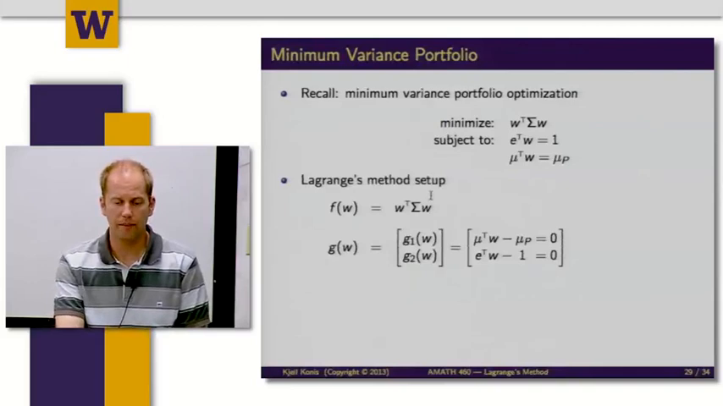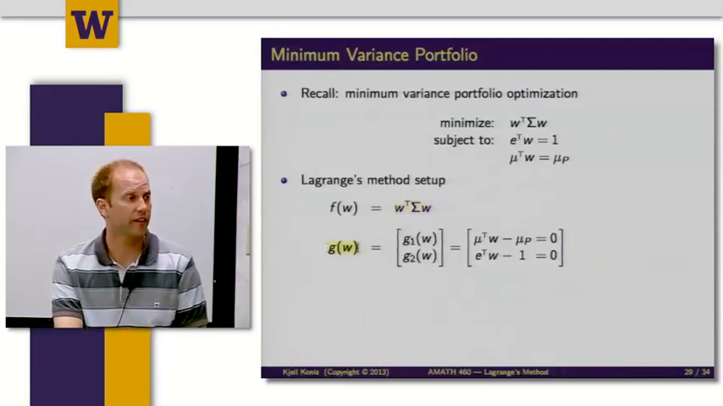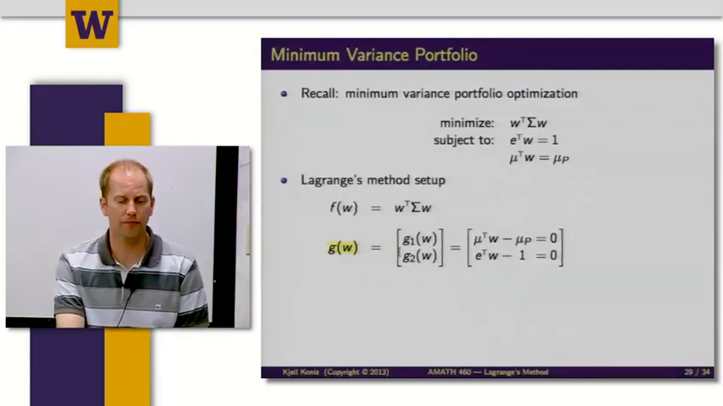So to set this up for Lagrange method, the objective function, the f, the thing that I'm trying to minimize or maximize, is going to be the variance, so W transpose sigma W. And the constraints, so G is going to be a function of this weights vector, the weights of my portfolio. It's a vector-valued function with two pieces. The first one is just this condition.